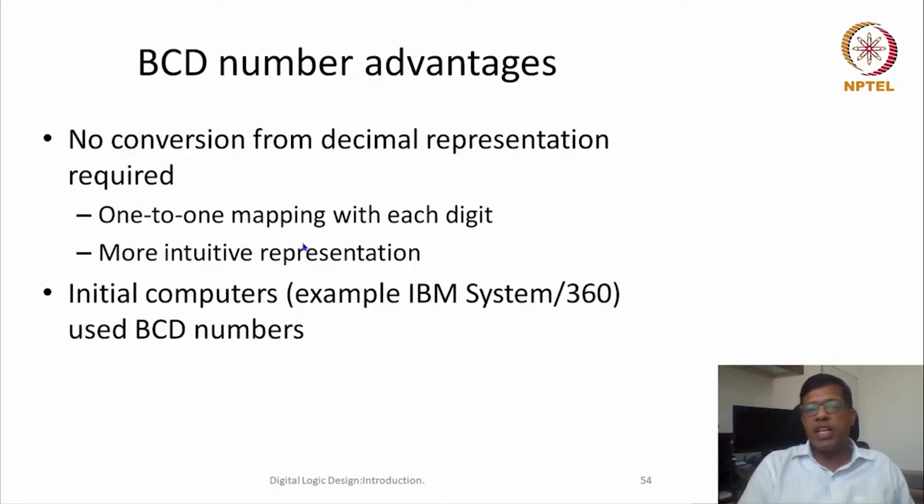If we have any decimal number, we need not have a conversion formula, or that divide-by-2 procedure, or some algebraic procedure. Given a decimal number, we can directly represent it in binary. So there is only one lookup table. For each symbol we have to replace it with a group of 4 bits.